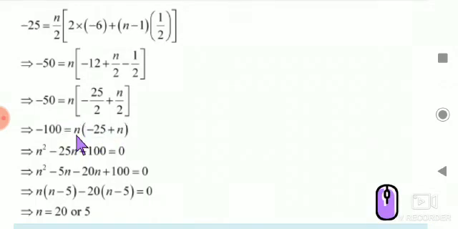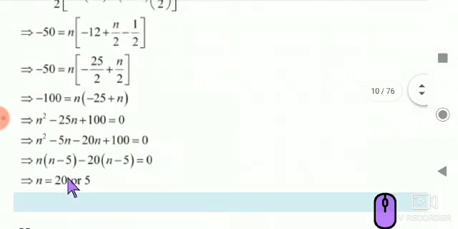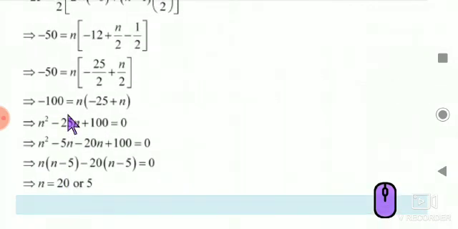By solving this equation, we get a quadratic equation in n, that is n square minus 25n plus 100 equals 0. By solving this by factorization, we get n into n minus 5 minus 20 into n minus 5, which is equal to 0. Therefore, the factors are n minus 5 and n minus 20. Therefore, n is equal to 20 or 5. The sum to 5 terms or the sum to 20 terms gives the value -25. Therefore, n is 20.